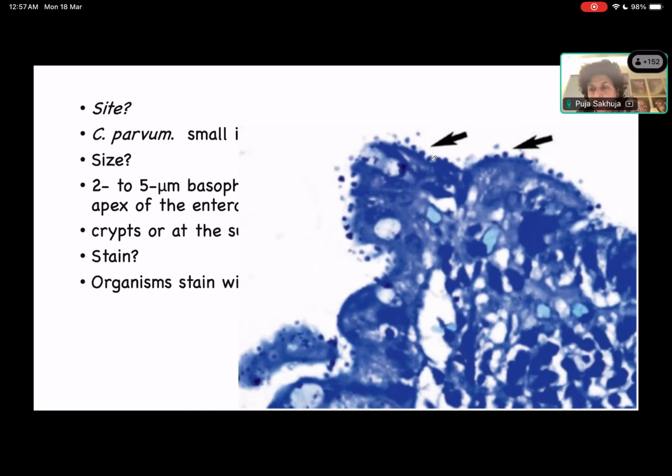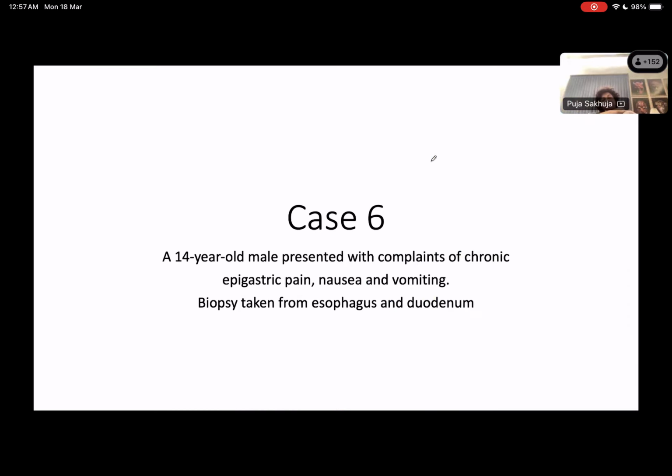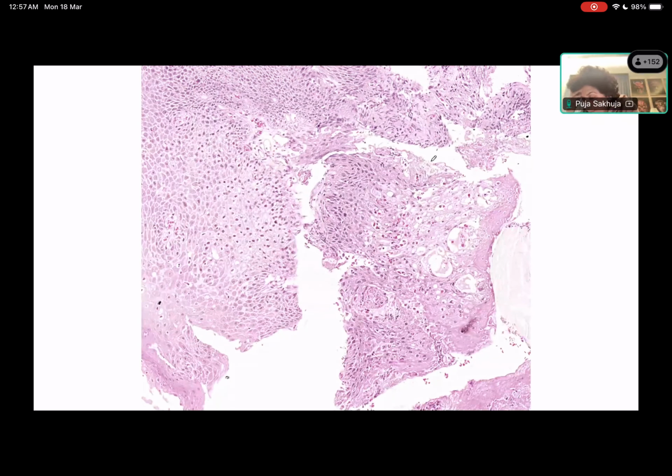Now the last case, case number 6, a 14-year-old male presented with complaints of chronic epigastric pain, nausea and vomiting. Biopsy was taken from the esophagus and duodenum. So, who described this? Chaitanya, you described? No, ma'am. So, Karoted? Yes, ma'am. Sections show fragmented tissue bits lined by stratified squamous epithelium, and show a dense eosinophilic inflammatory infiltrate. Right. And another slide that we shared.